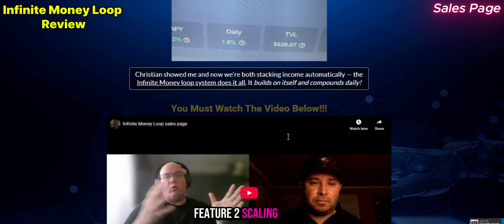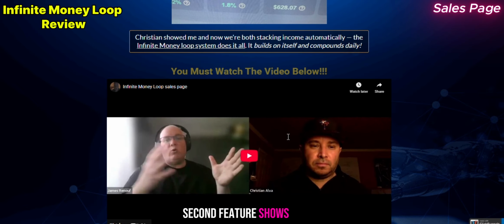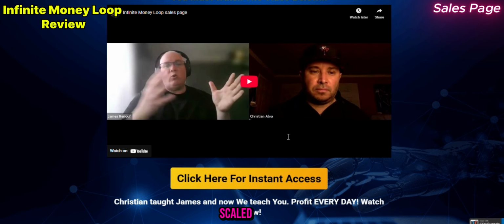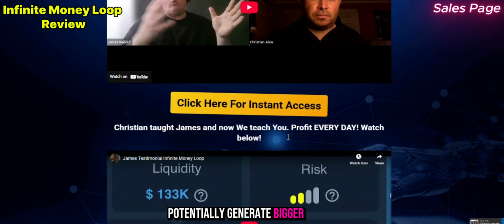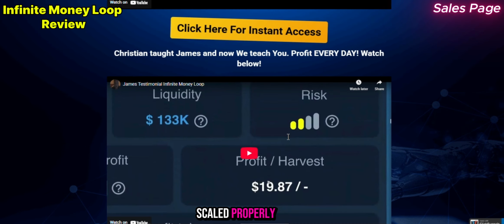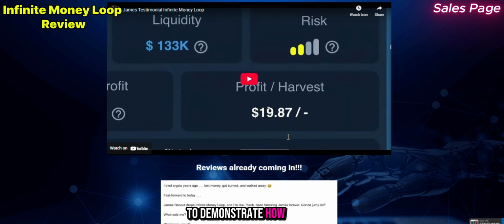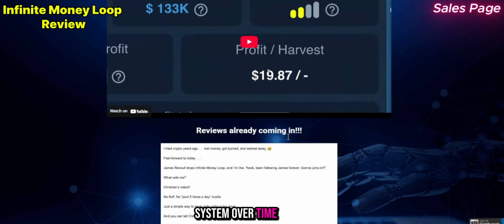Feature 2, Scaling Case Study. The second feature shows how the same system can be scaled. According to the creators, the loop can potentially generate bigger results when it is scaled properly. This is meant to demonstrate how users could grow the system over time.